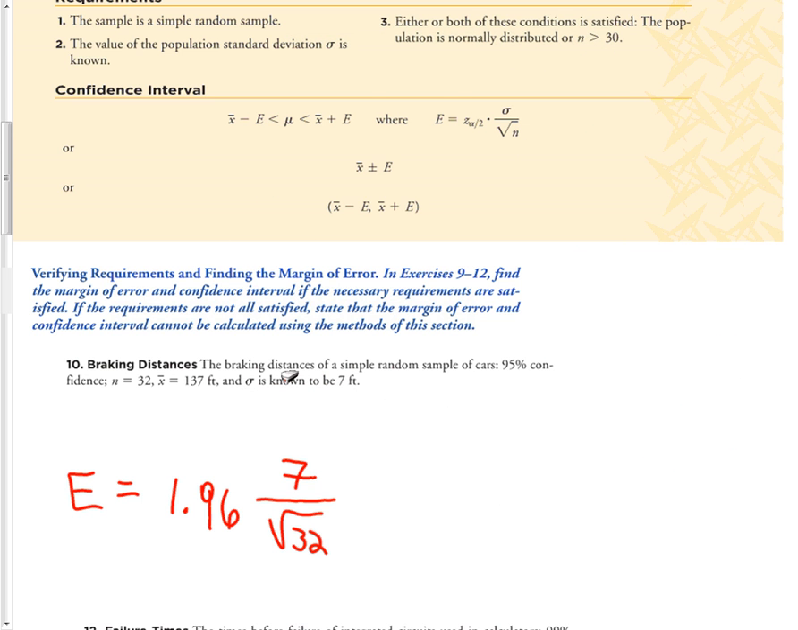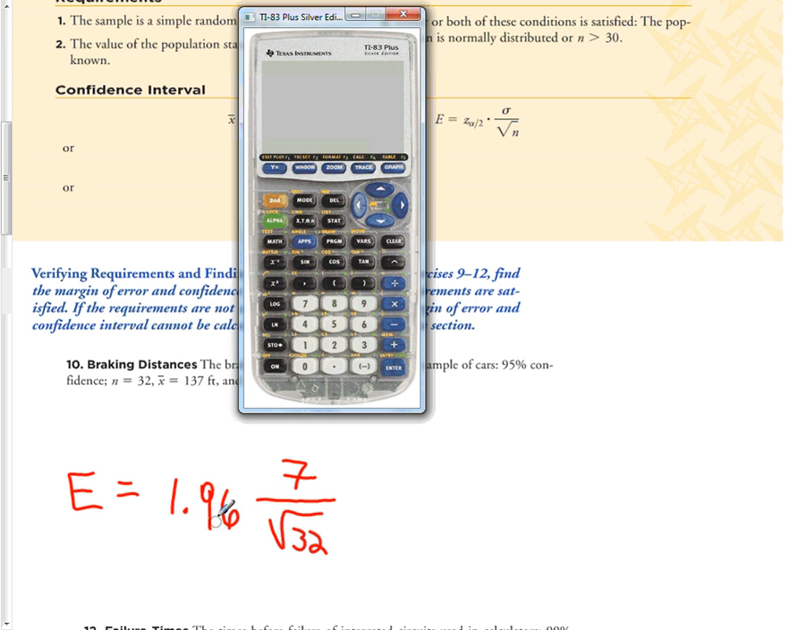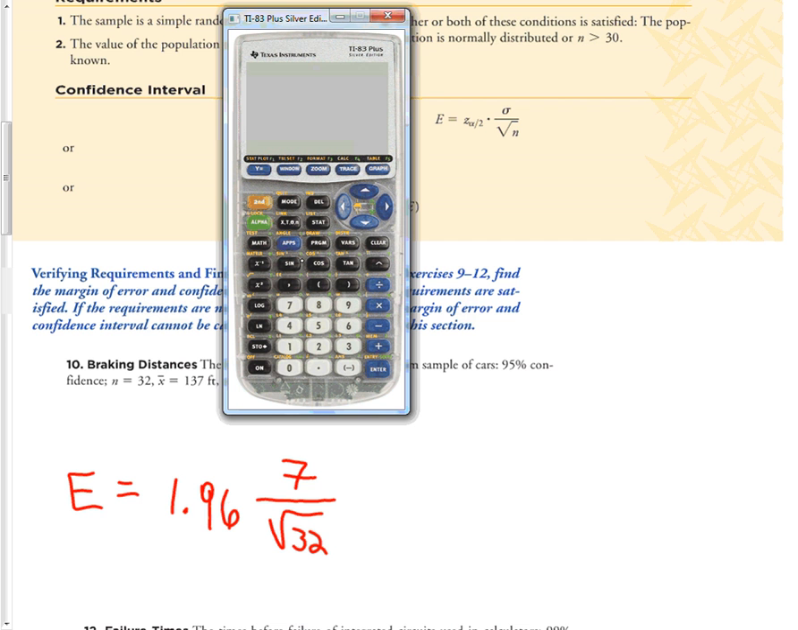All right, so let's see. The margin of error is then going to be equal to, let's bring out our trusty calculator here. Turn it on, clear, 1.96 times, and then I have 7 divided by the square root of 32, close the parenthesis, and this gives us 2.43.